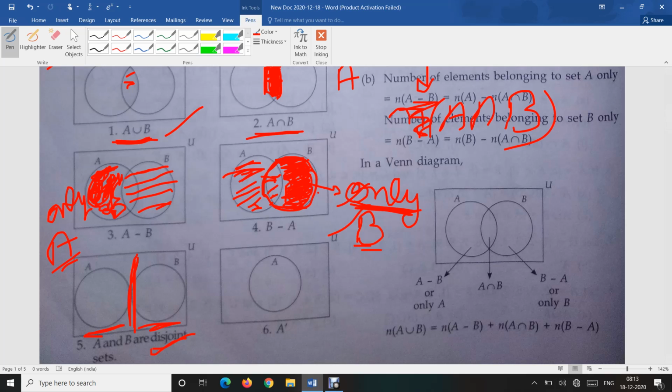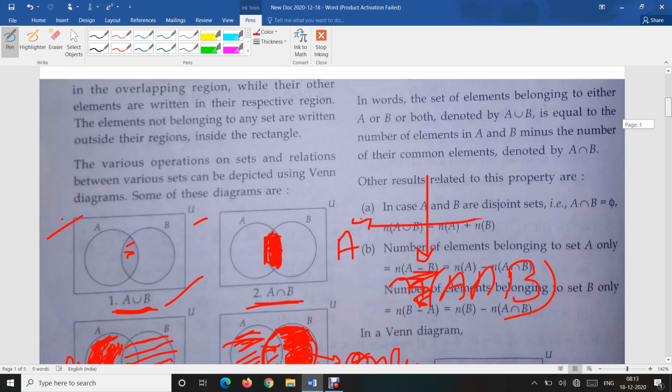Now this is A complement. I told you that A complement is equal to universal set minus set A. We know that this whole portion is the universal set and this is set A. So we can subtract this set A from this universal set, then we are left with A complement. So this is the Venn diagram for A complement.